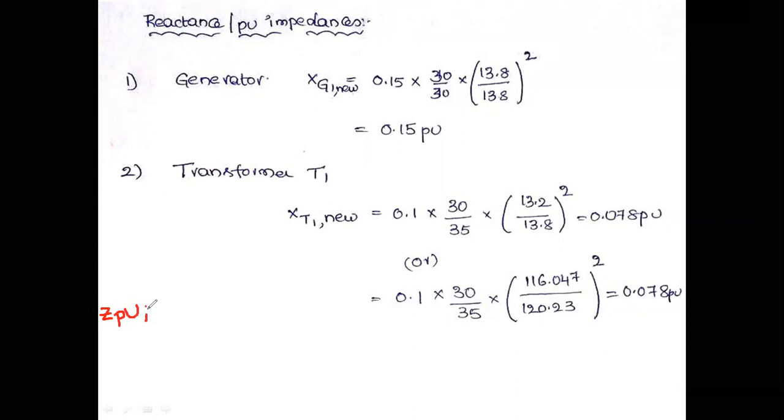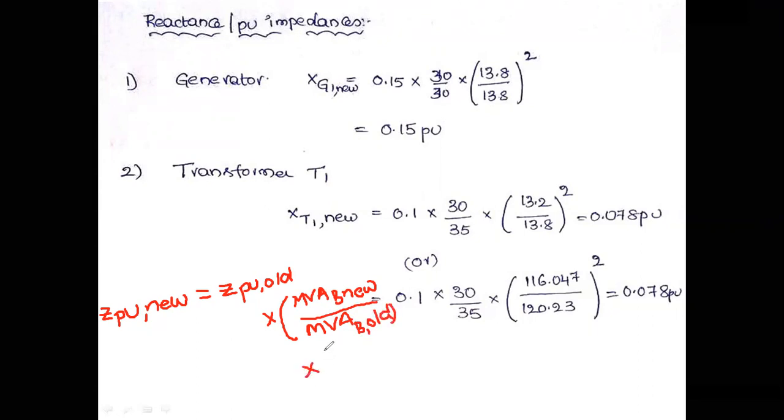Z per unit new is equal to Z per unit old multiplied by MVA base new by MVA base old, multiplied by, again this has been multiplied by, so this is the formula we are using for this type of problems.